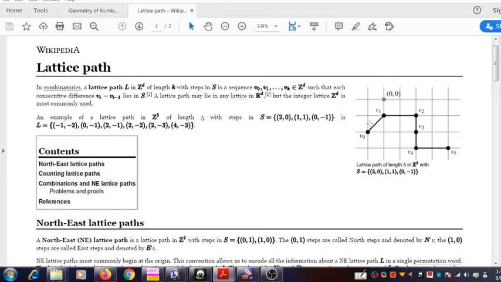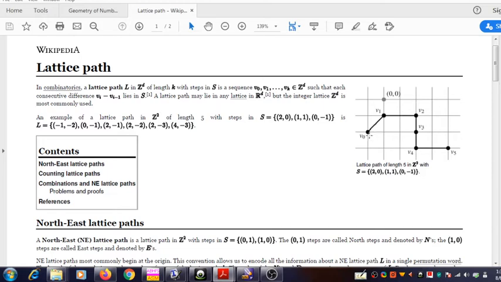You can see in this figure a simple lattice path starting from the point V0 and ending at V5. This path links V0 to V1, V1 to V2, V2 to V3, V3 to V4 and V4 to V5. In a similar way, many paths are possible.